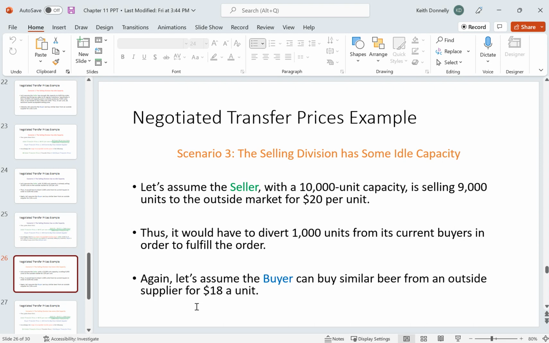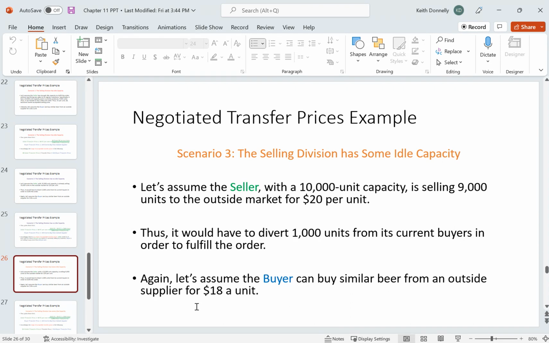Then third here, let's look at scenario 3. The selling division has some idle capacity, so maybe we can fulfill some of the order. Again, let's assume the seller has a 10,000 unit capacity. We're at 9,000 units that we're producing and selling for 20 bucks a unit. So in this way, what would happen is we can fill 1,000. That's great. We can squeeze that in. We can fit it in there.